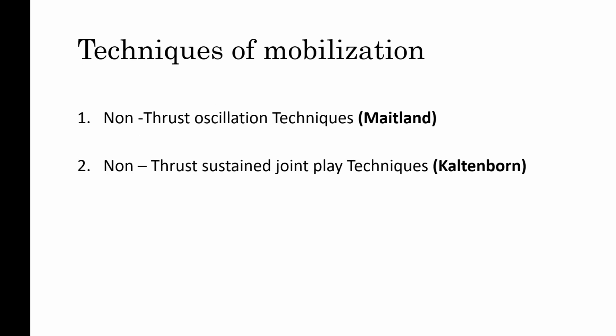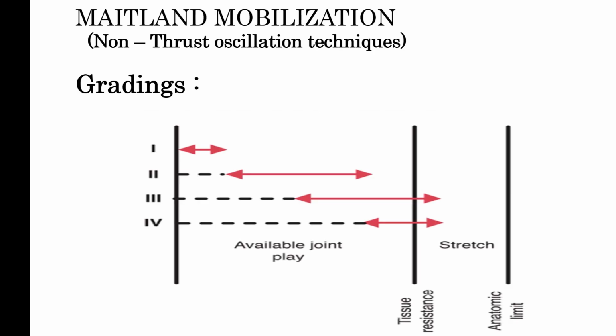Techniques of mobilization. First, non-thrust oscillation techniques, also called as Maitland mobilization. Second, non-thrust sustained joint play techniques, also called as Kaltenborn mobilization. These are the gradings for Maitland mobilization. The arrows here suggest how deep the oscillation goes.